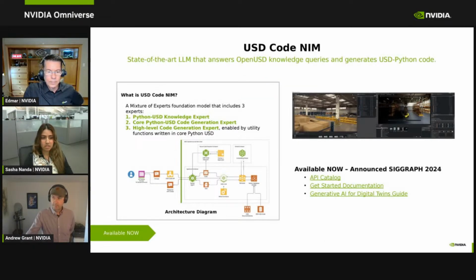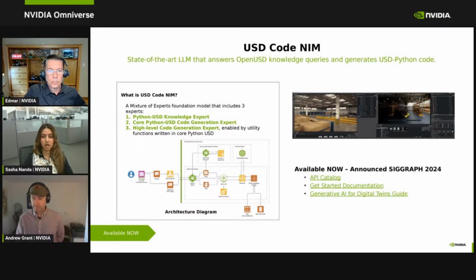So what is USD Code NIM? It is basically a state-of-the-art LLM, and you can think of it as a mixture of experts with three experts under the hood. The first is a knowledge expert. If you have a qualitative question about Python USD, it can provide an explanation about concepts or particular API calls using that expert. The second is a low-level Python USD code generation expert, and so you can prompt it with natural language and it'll create code for you.